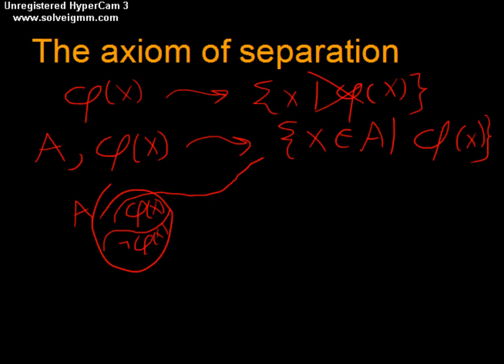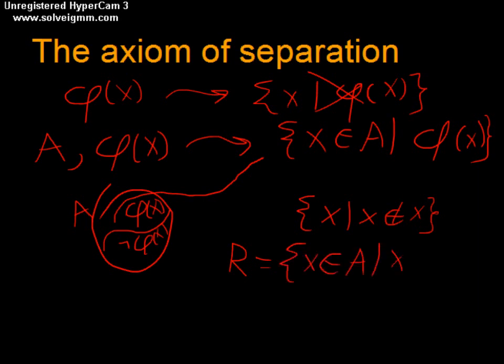Indeed, we have defined the Russell set as the following: the set of all x such that x is not an element of x. But as we have seen, this is not a valid set. In order to obtain a valid set, we need x to be an element of some set already. So the following would be a valid set: the set of all x elements of A such that x is not in x. Now let's try to replicate Russell's paradox.